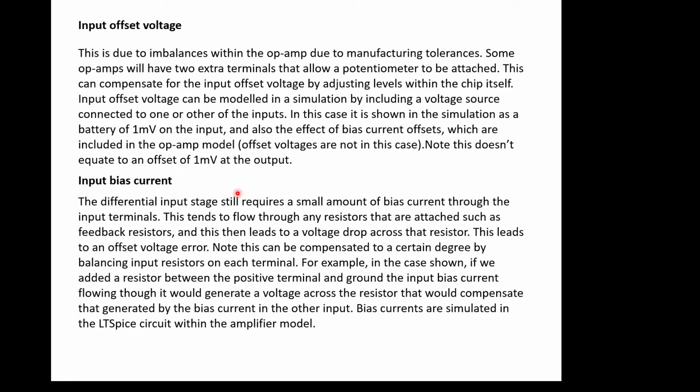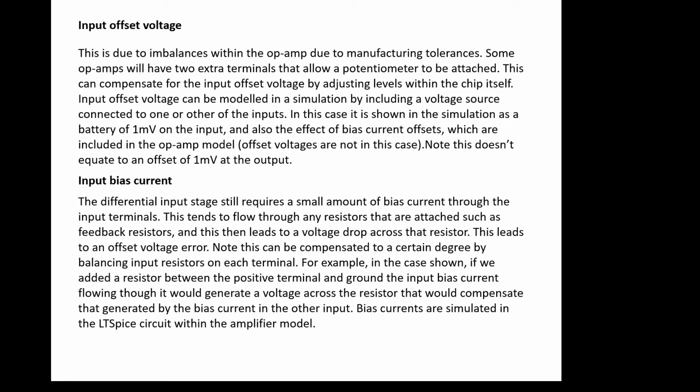So input bias current is due to imbalance in the bias currents. If you think back to the long tail pair and the two transistors are in parallel to each other, they need bias currents to flow through them, and ideally they'd be identical. They've got to come from somewhere, and they have to come in through the input connections. And if there's an imbalance in those currents, that leads to a voltage appearing in the system, and that then gets amplified and leads you to an output.